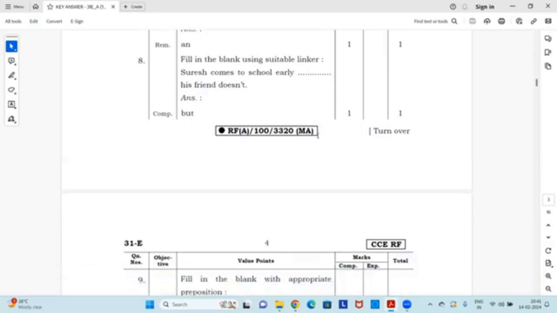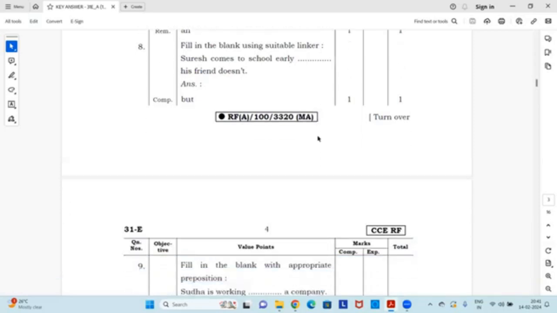Next is fill in the blank using the suitable linker. Suresh comes to school early, dash his friend does not. So the suitable linking word will be but. So you can write but. Suresh comes to school early, but his friend doesn't.